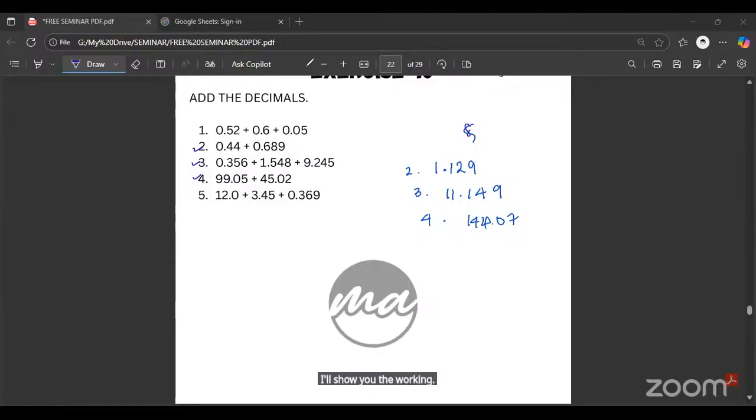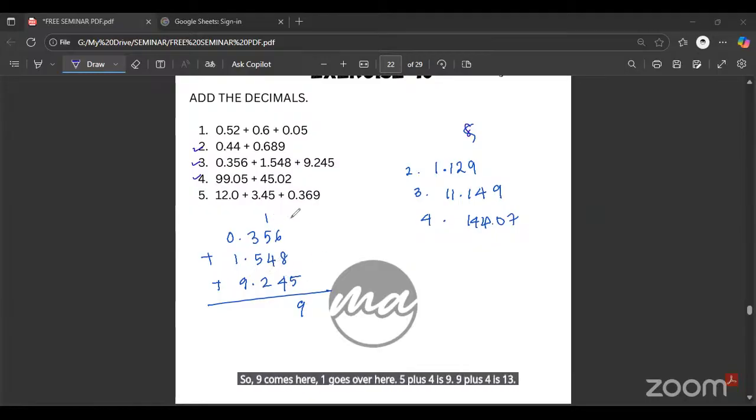Miss, how did the third one become 11? Isn't it supposed to be 10? Okay, so the third one is 0.356 plus 1.548 plus 9.245. 6 plus 8 is 14, 14 plus 5 is 19. So 9 comes here, 1 goes over here. 5 plus 4 is 9, 9 plus 4 is 13, and 13 plus 1 is 14.